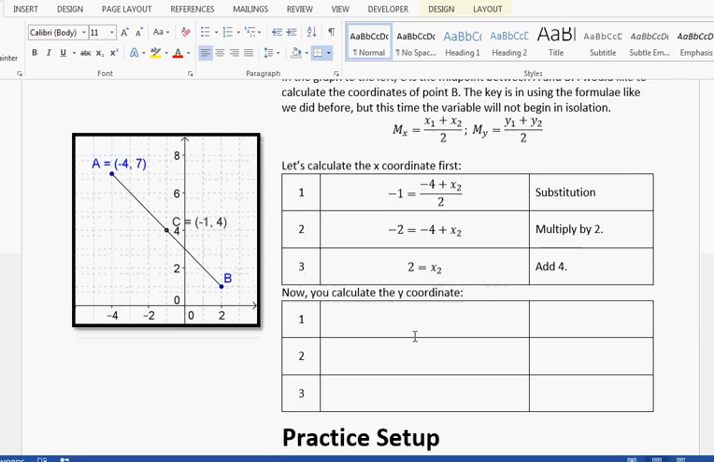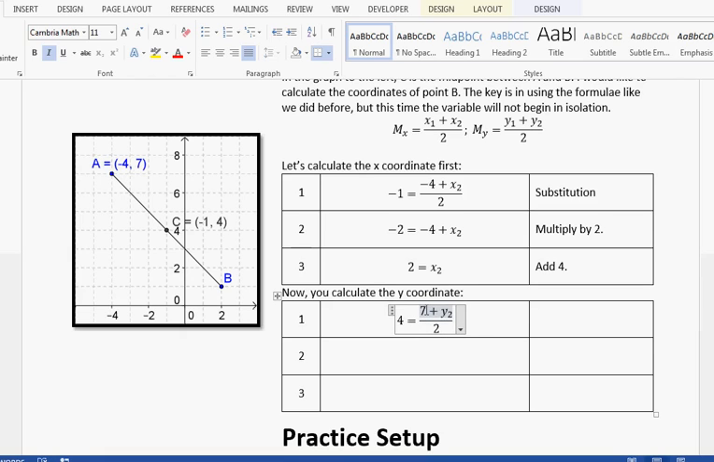I believe I already did this one, but I'll do it again. I'm going to copy this equation up here, so I highlight it and press Control C, and then I press Control V to get it down here. We want to put the y value of the midpoint, which is 4, right here. And then we want to put the y value of the endpoint, which is 7, right here.